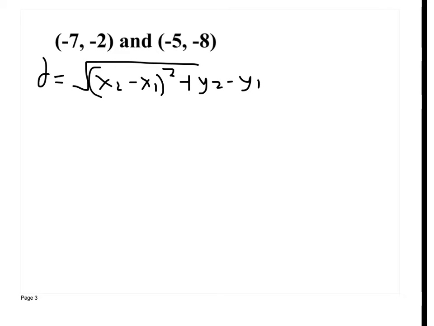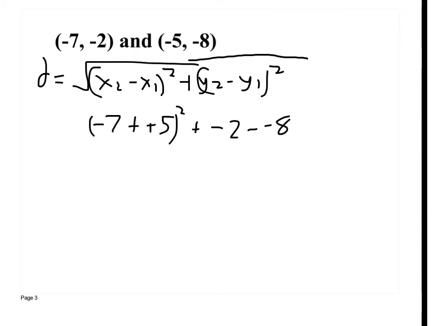Alright, D is equal to the square root of x2 minus x1 squared plus y2 minus y1 squared. So you pick whatever you want. I'm going to go with negative 7 minus negative 5. And I'm going to go for negative 2 has to be my y2, so negative 2 minus negative 8.